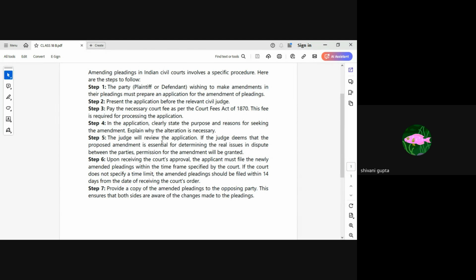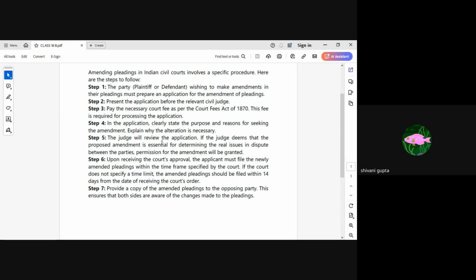The party wishing to make an amendment in their pleadings must prepare an application for amendment of pleading. So there must be a written application for the same. Next is to present the application before the relevant civil judge, the competent court before which your case is filed. Then the necessary court fees must be paid, calculated as per the Court Fee Act 1870. The court fee is required to issue summons, paperwork, and certain other aspects.